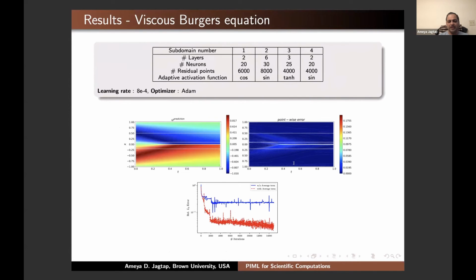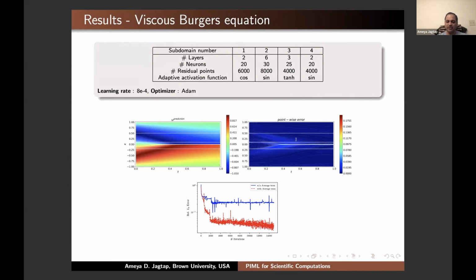Okay, so let's go back to our viscous Burgers test case. You can see here again the solution in the xt plane. I'm dividing this xt plane into 4 subdomains. You can see these 4 bars here, numbered from bottom to top: first, second, third, and fourth. In each subdomain, I'm using this number of layers, number of neurons, residual points, and activation function. So you can see that I'm using a different number of layers for the neural network, different number of neurons, different number of residual points, where we are evaluating the residual term, which I have shown earlier, using automatic differentiation, and of course the activation function.